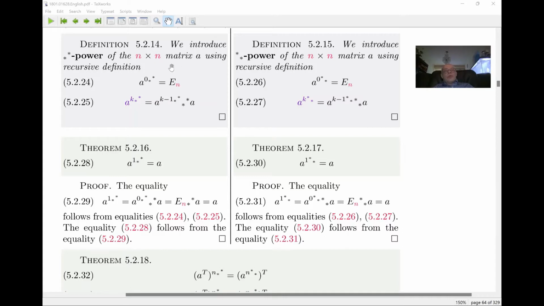We introduce the RC power of the n times n matrix A using equalities 24 and 25, where En is the n times n unit matrix. We introduce the CR power of the n times n matrix A using equalities 26 and 27, where En is the n times n unit matrix.